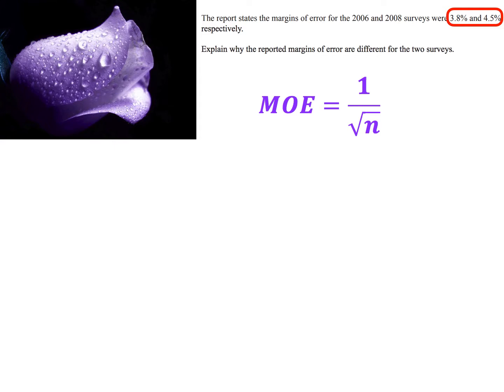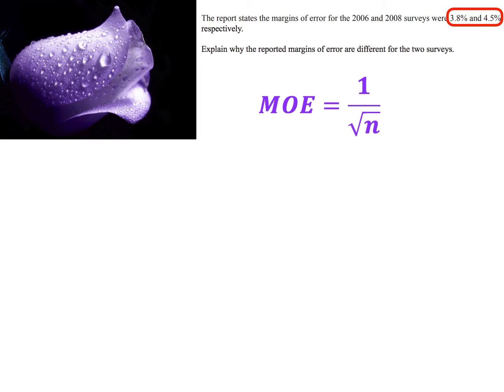What I want you to think about is if you've got more data, are you going to be more accurate or less accurate? If we've got more data, surely we're going to be more accurate. And if we're more accurate, then our margin of error will get smaller. So if we've got a larger sample size, our margin of error will get smaller.